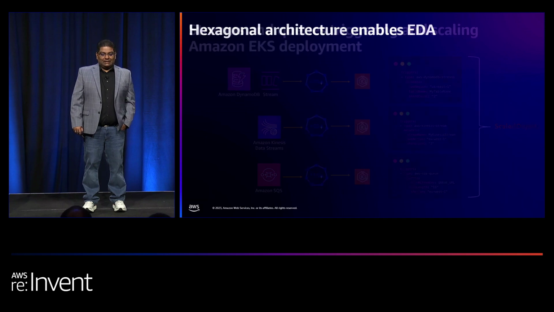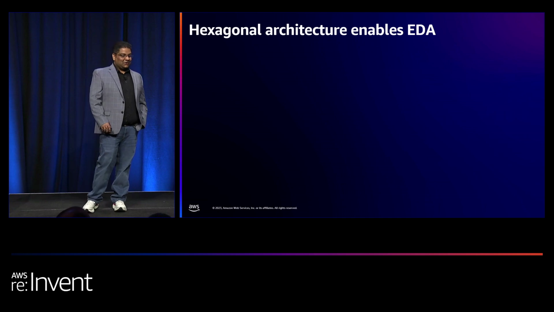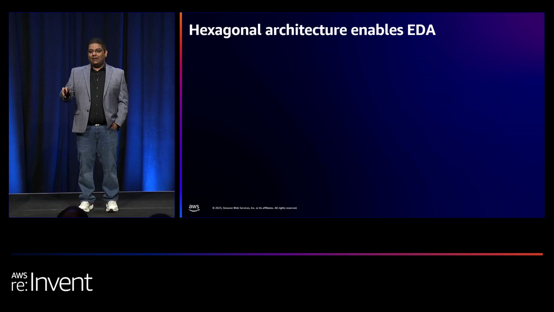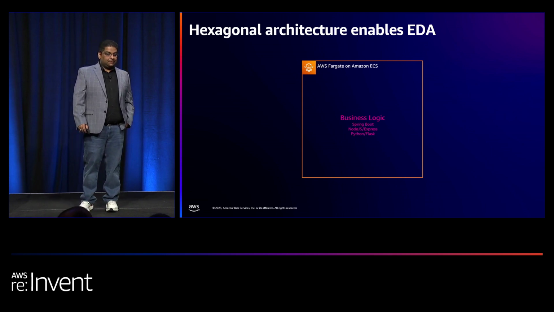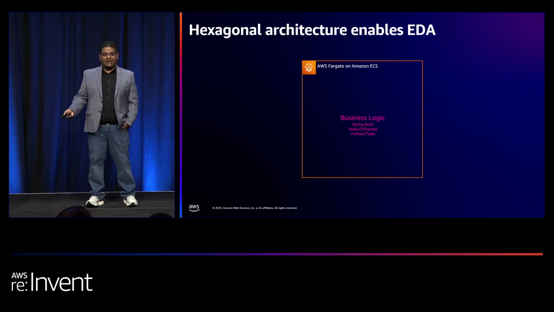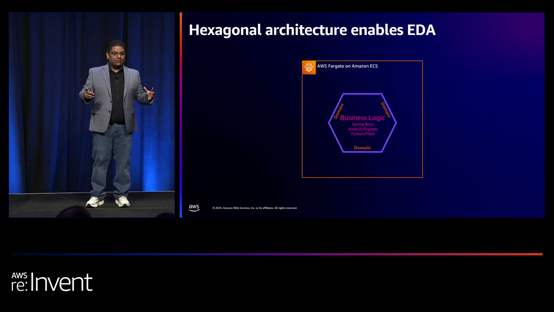Now, last but not the least, this is my favorite part, and I have folks here who will love this. Hexagonal architecture enables you to build event-driven architecture. So if you are already using hexagonal architecture, you will be able to easily adapt to event-driven architectures. So let's take an example of an ECS Fargate, right? I have my business logic running on Spring Boot or Node.js Express or Python Flask. That's my domain logic. Okay, I want to abstract that domain logic using hexagonal architecture.